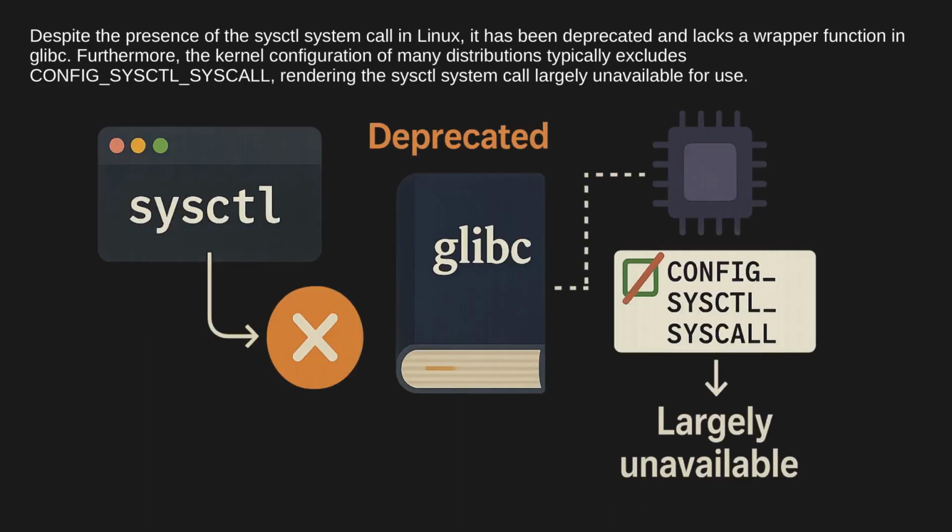Despite the presence of the sysctl system call in Linux, it has been deprecated and lacks a wrapper function in glibc. Furthermore, the kernel configuration of many distributions typically excludes CONFIG_SYSCTL_SYSCALL, rendering the sysctl system call largely unavailable for use.